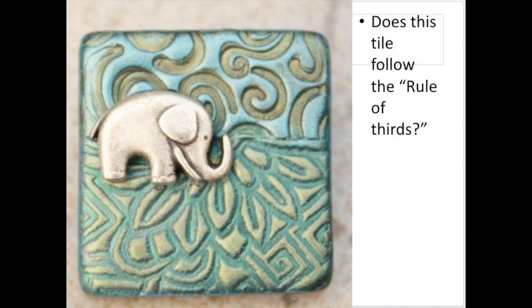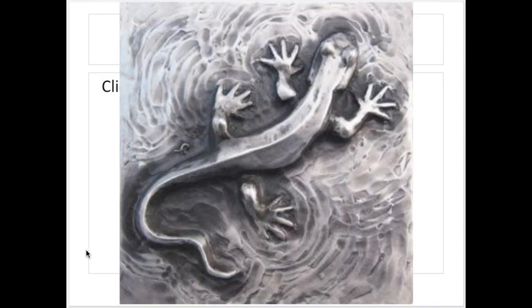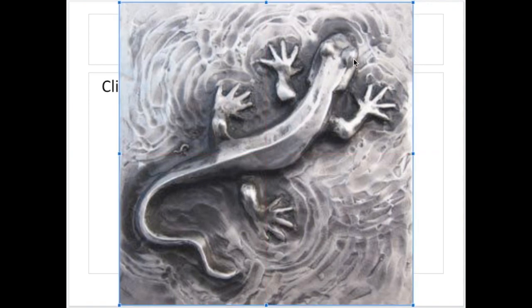Do you think this elephant follows the rule of thirds? Usually my students say yes. They think the elephant right here on his little ear is on one of the crosshairs, and the patterns change at a little horizon line going on here. It's not perfectly on a third, but it is enough to make it an interesting composition. Diagonals, as in going up and down while side to side, like this salamander, can also be an interesting composition choice.